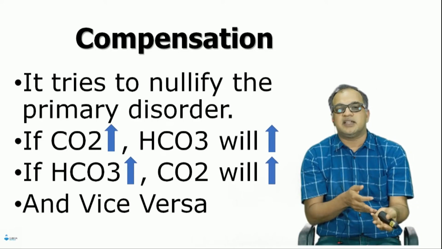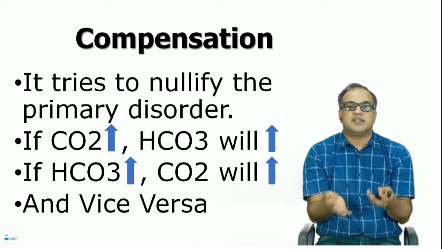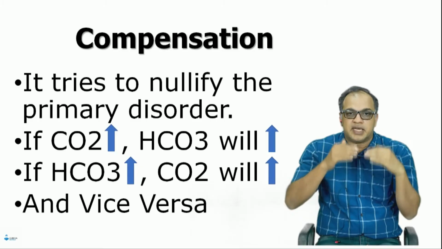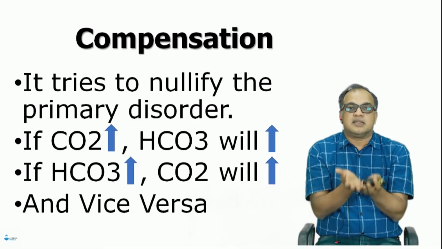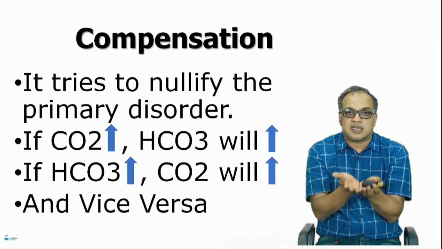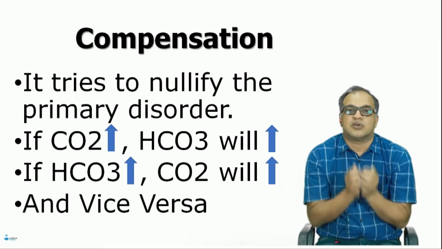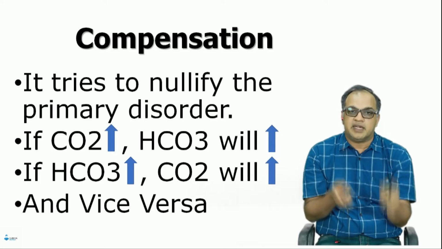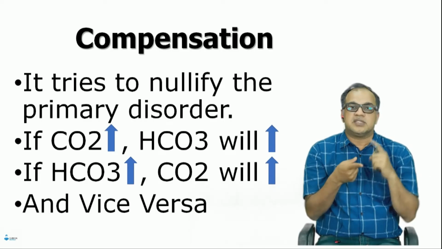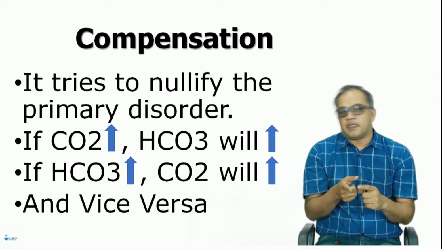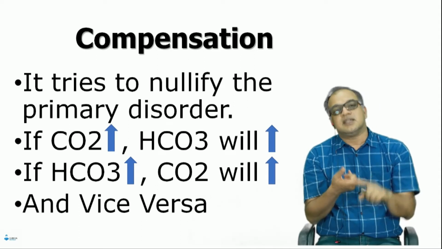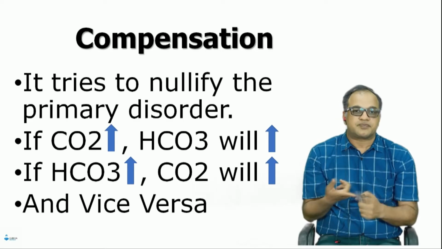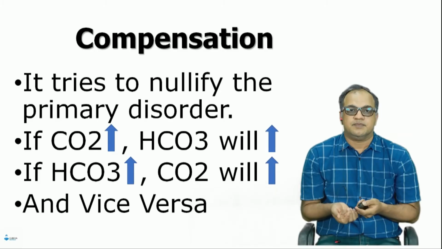So compensation is the change which tries to nullify the primary disorder. If bicarbonate increases, CO2 will also increase. If somebody has metabolic alkalosis, the body will try to decrease the respiration so that the CO2 increase can cause the compensatory change in pH. So compensation is the secondary change which occurs to nullify the primary disorder. That is why I said acidosis or alkalosis don't occur separately. If there is acidosis, there will be alkalosis, just that one of them will be primary, another will be compensatory change. Let's go further.